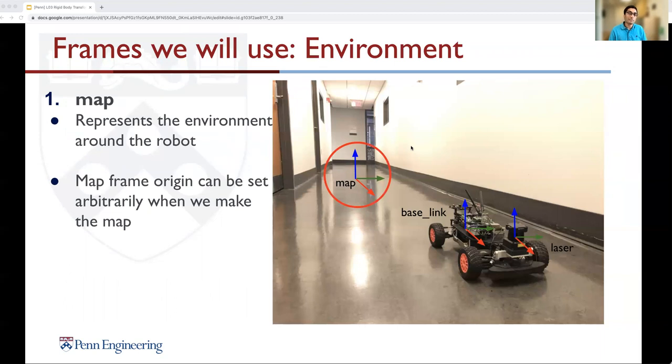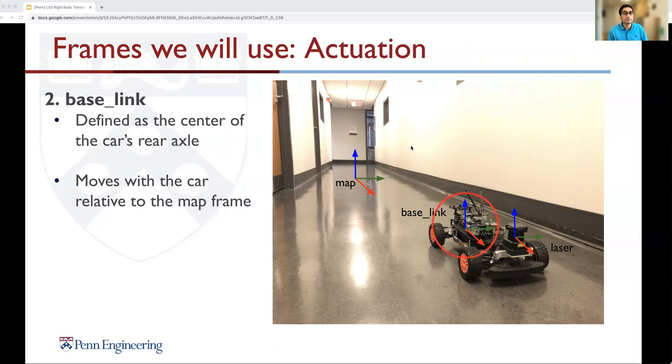The map frame represents the environment around the robot. The map frame's origin can be set arbitrarily. It's up to you. Say you're starting a race, you want to set it at the starting point of the race, and you want to come back to that point after a lap. You have to set an origin when you're first making the map and just keep it consistent throughout your navigation task. The map frame is defined by the map we use. If we're racing in this corridor, then we define it based on this map. And if you're racing outdoors, then we'd base it on some other map. This is also referred to as the global frame.